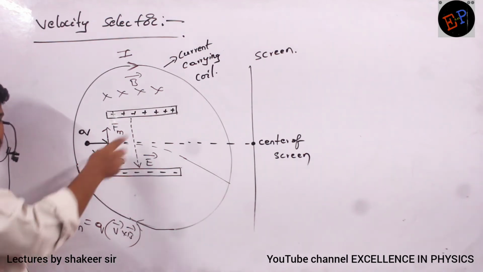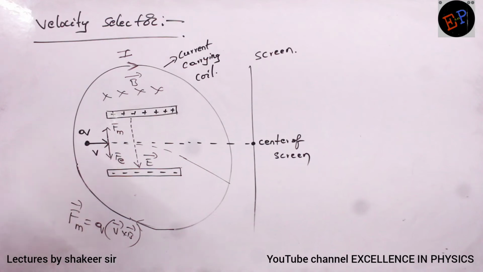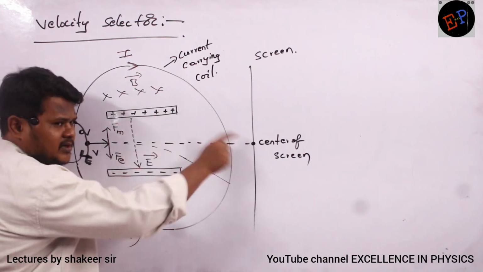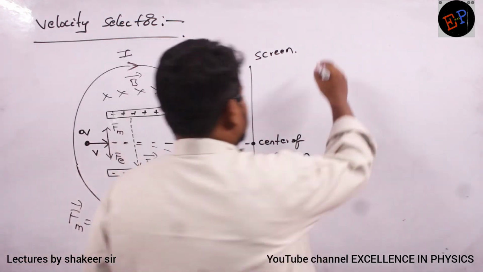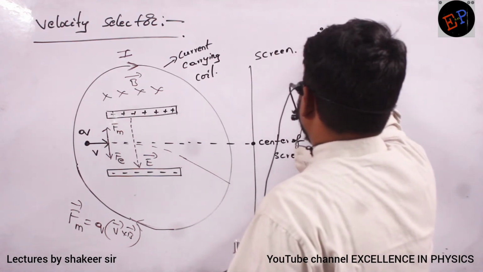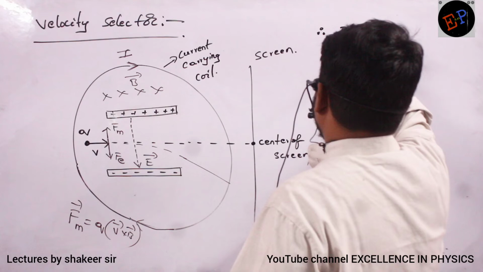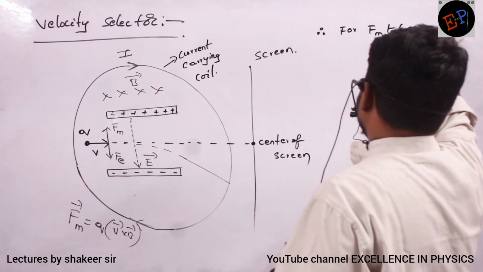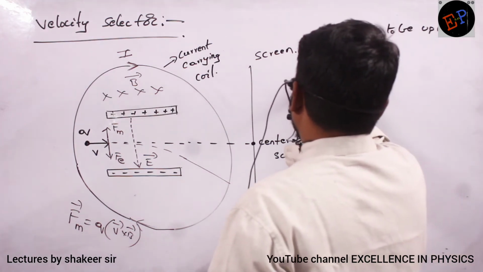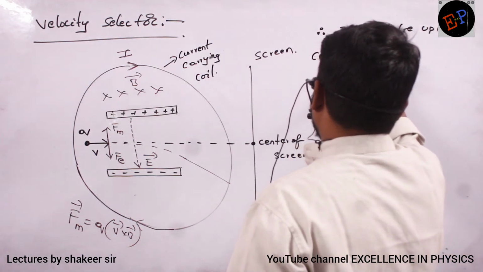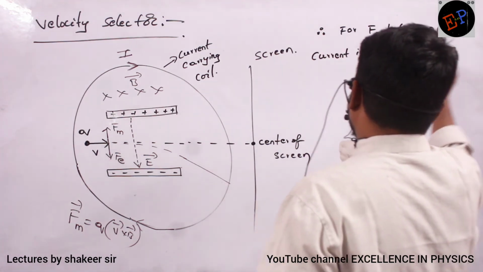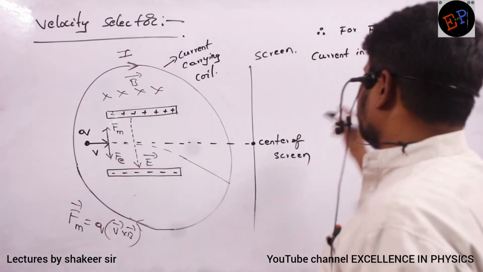Suppose there is no electric field, then it keeps revolving in a circle right there. Okay? But electric field is also there, no? So if these two forces are equal, it will travel in a straight line. Okay? So therefore, for Fm to be upwards, current in the coil should be clockwise.